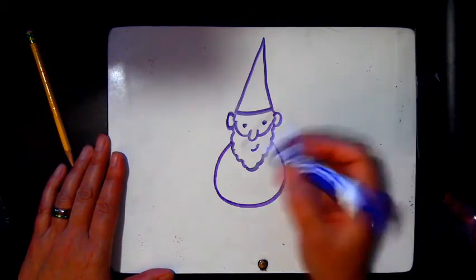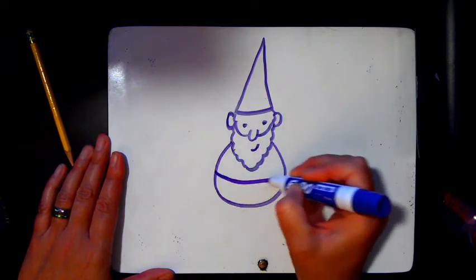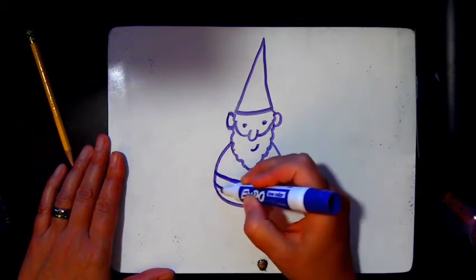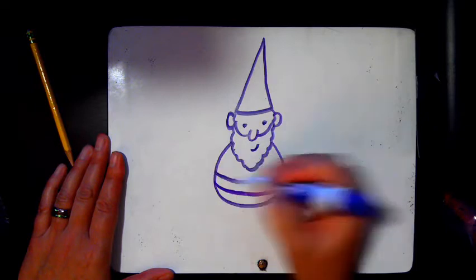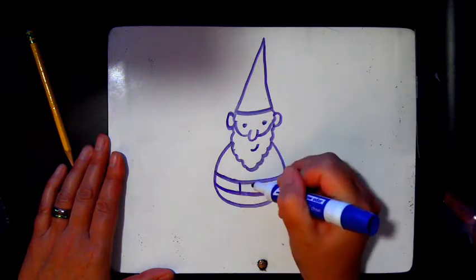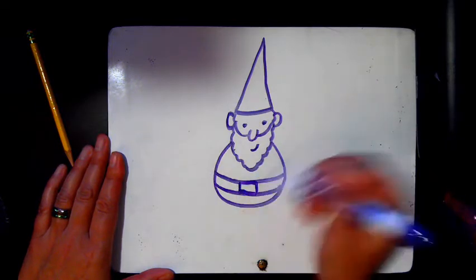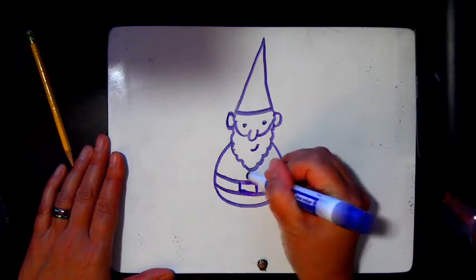Voila. Right in the middle, I'm going to make a belt using two curvy horizontal lines, and right in the middle, two vertical lines for a little belt buckle. Maybe a little button or two that you can fit there on the shirt.